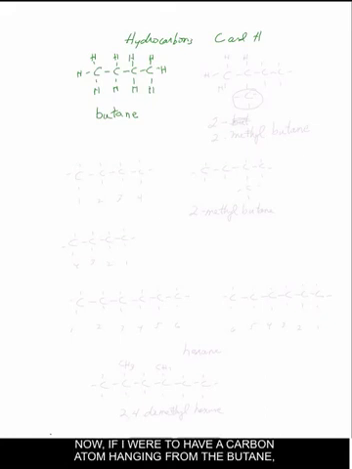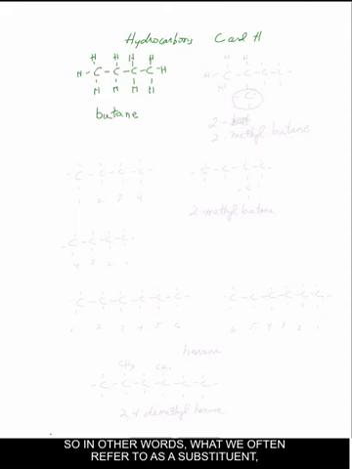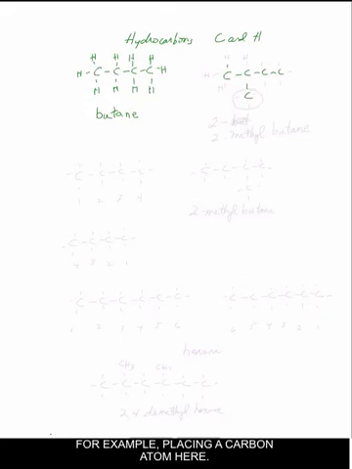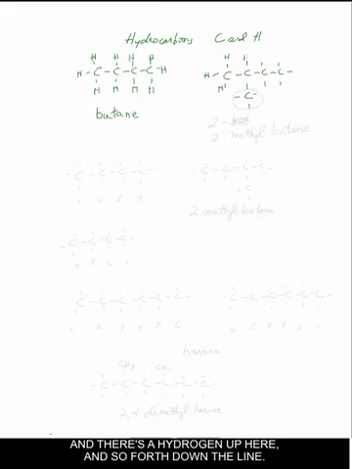Now if I were to have a carbon atom hanging from the butane, in other words what we often refer to as a substituent, for example, placing a carbon atom here. And notice what I'm going to do now, rather than writing H all the time, I'm going to fill in the required 4 bonds that carbon requires, with just these little dashes to indicate the fact there are, for example, 3 hydrogens here, and there's a hydrogen up here, and so forth down the line.